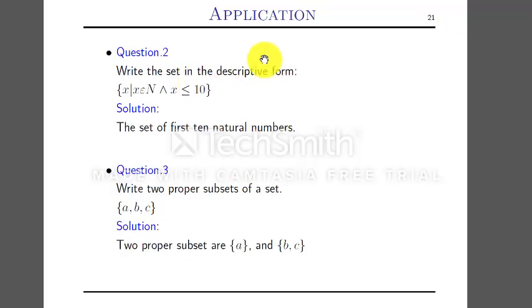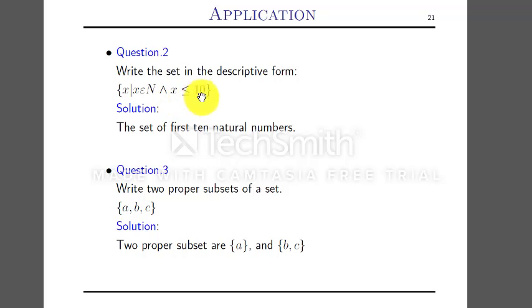Question number 2. Write the set in descriptive form. There is a set defined in set builder notation. The set of the first 10 natural numbers is the descriptive form of the above mentioned set, because this set illustrates that x is such that the condition is x is a natural number, and natural numbers start from 1, 2, 3, 4 and so on. The symbol states that x is less than or equal to 10. X starts from 1 due to being a natural number, and x will end at 10 because x is not greater than 10 but x is equal to 10.